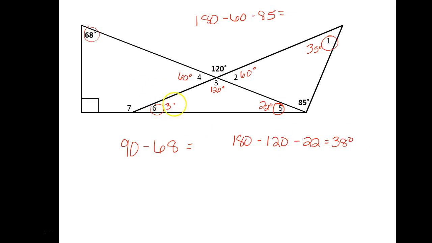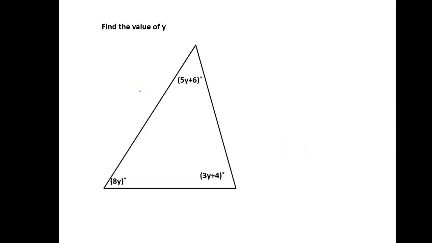Last, we have angle 7. Of course, that's not part of a triangle, but they do lie on a straight line, so we know it's 180 degrees. So you would say 180 minus 38, and that will give me 142. So 180 minus 38 equals 142. So angle 7 would be 142 degrees.